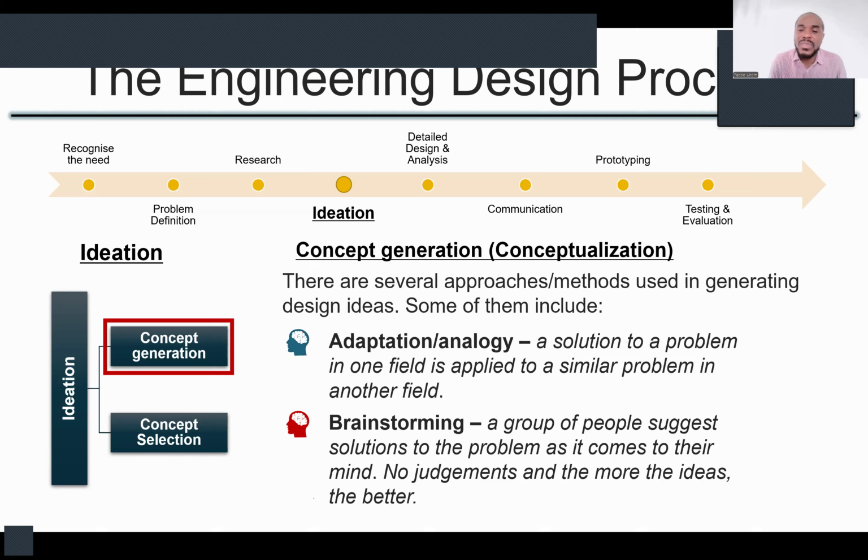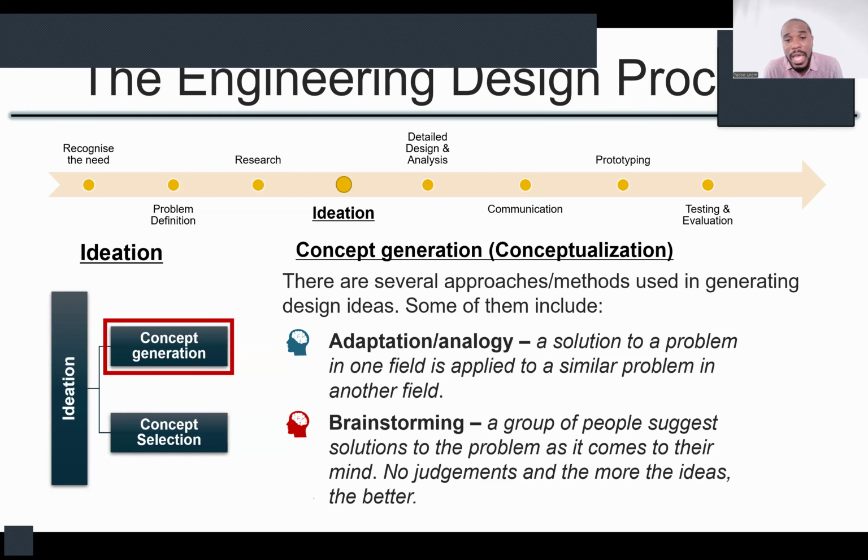Now, there are a few concepts, a few approaches. In fact, there are many of them, but I will just talk about three or four here. You can go and look for others. One method is the method of adaptation or analogy. If there is a field that has a similar working principle as your field, you check how they solve that problem, and you can adapt it.